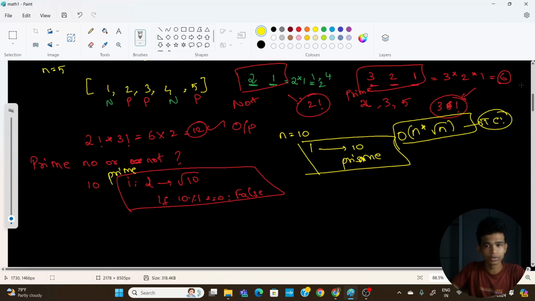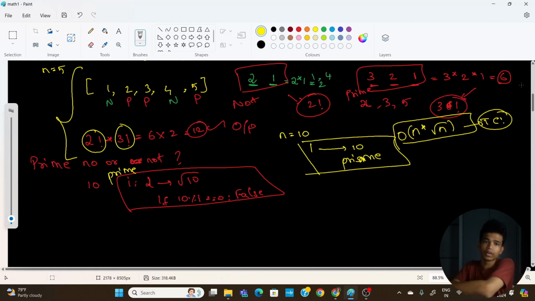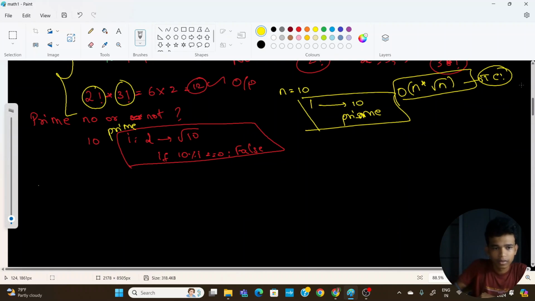Okay. Can we reduce this? This step cannot be reduced because it is already optimal. We are only finding the factors here, right? Shall we reduce the other step? We have a method called the sieve method. I don't know exactly how the full form goes, but it is the sieve method.